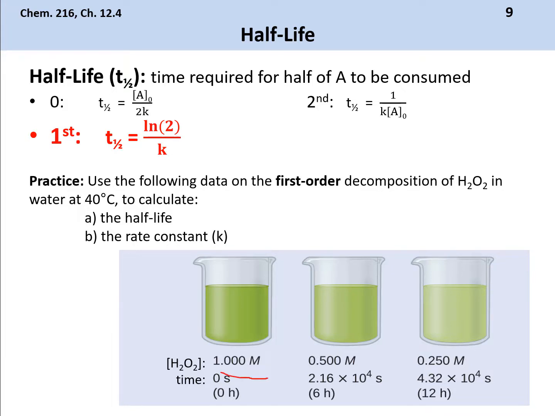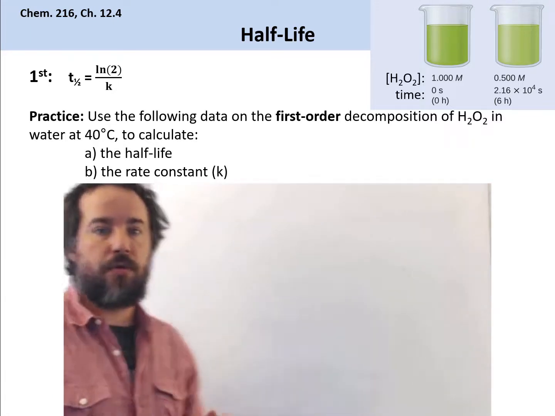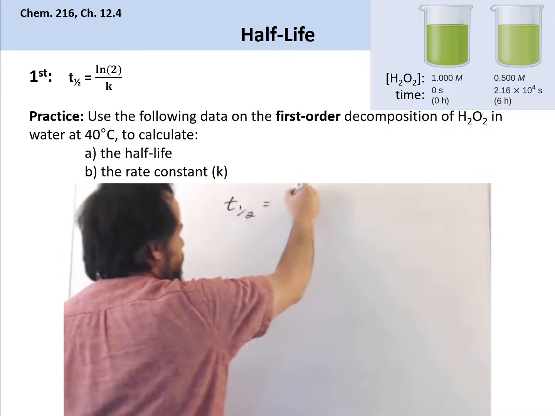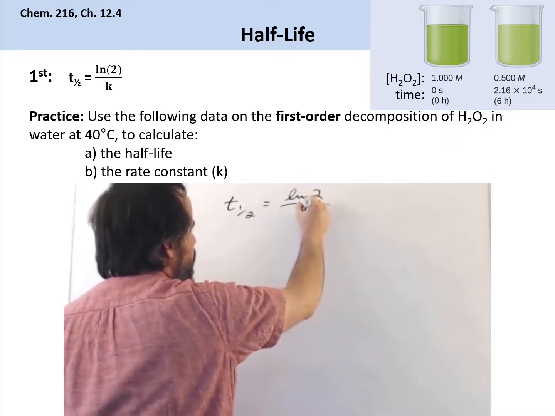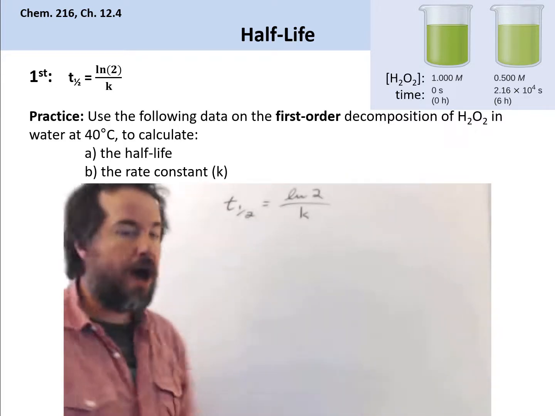We start off with 1 molar at time 0 seconds. Then 0.5 molar at 2.16 times 10 to the 4th seconds. That's 6 hours. And then 0.25 molar, etc. So let's do this on the board. Okay, so let's do this problem. We have that it's first order. That means that t half equals ln2 over K, the natural log of 2, that is.